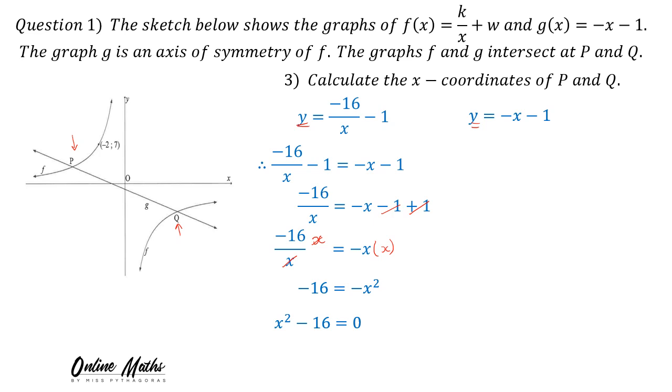And there you find the difference of two squares. So when we factorize, we end with x minus 4, x plus 4 is equal to 0, and x is 4 or x is minus 4. And then the x coordinate at P will be -4 since it's to the left of 0, and then the x coordinate at Q will be +4.